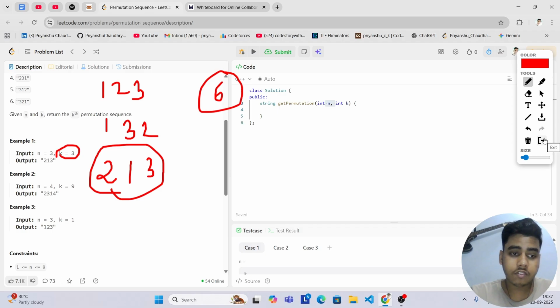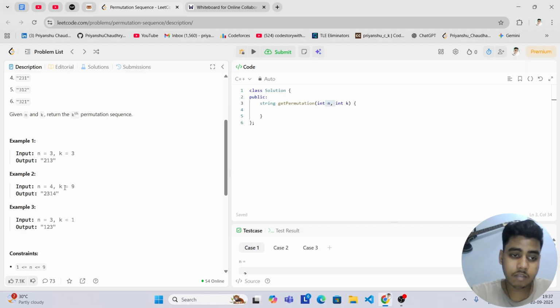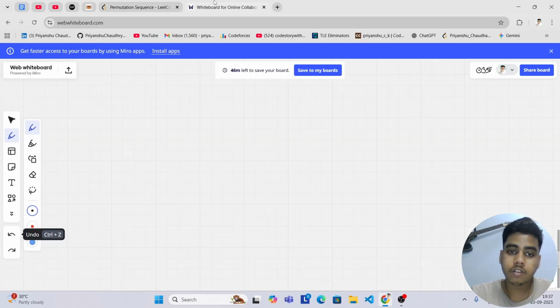Now in the second example, we can see that n is equal to 4 and k is equal to 9. If we write all the permutations and check the ninth sequence, it will come out as 2314.